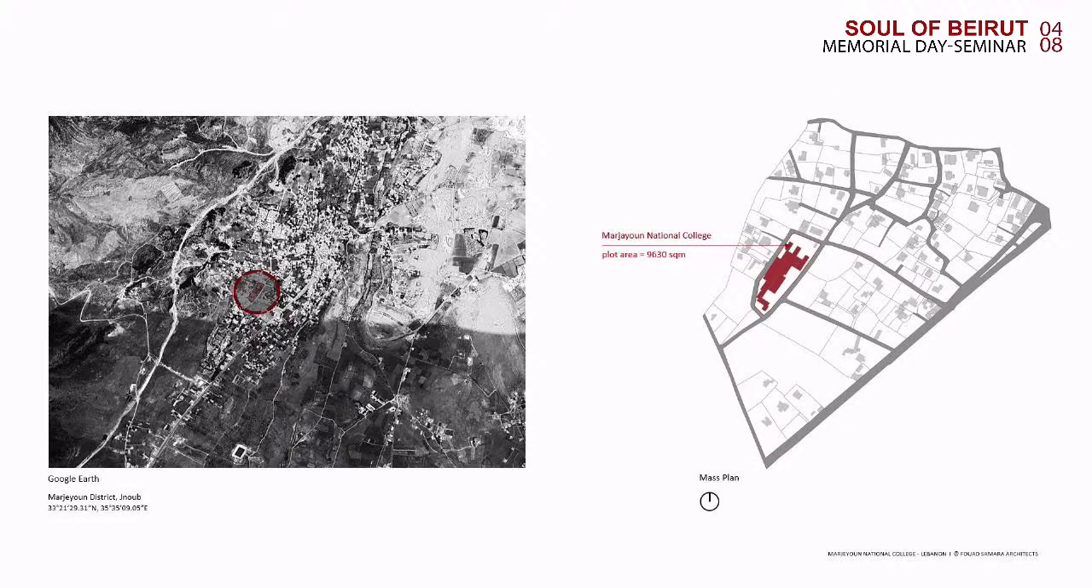So the building is located on a 10,000 square meter rectangular site in Merjayoun, overlooking the Merj, the valley, with all its sort of checkerboard planting, and with all the context of the Lebanese houses that are all derelict and at risk of disappearing eventually.